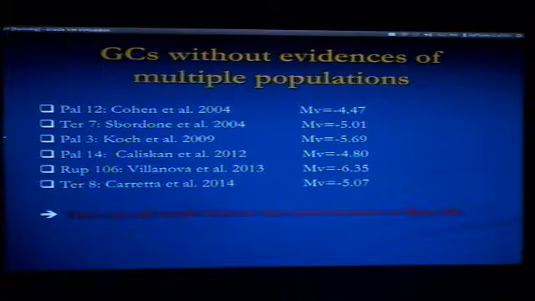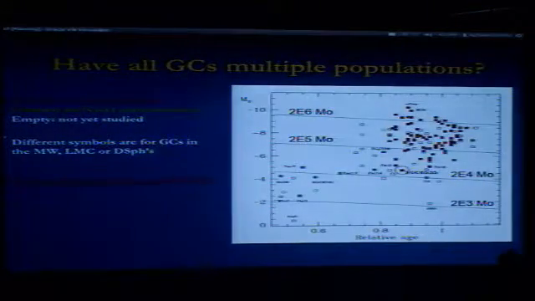In some clusters, the sodium anticorrelation is absent, but these are systematically low luminosity objects. The brightest cluster so far where there is no evidence of the sodium-oxygen anticorrelation is Ruprecht 106, which has an apparent magnitude of -6.3, and the sodium-oxygen anticorrelation was not found. They are very faint.